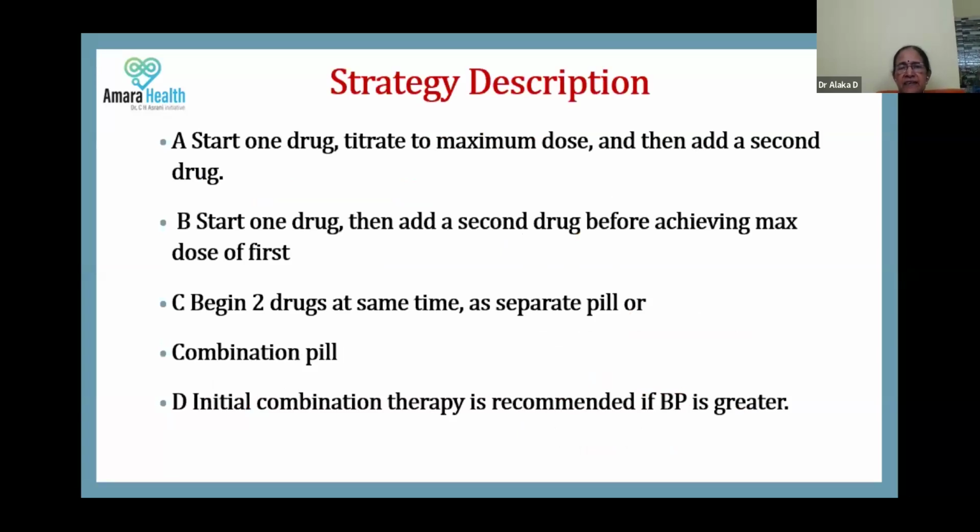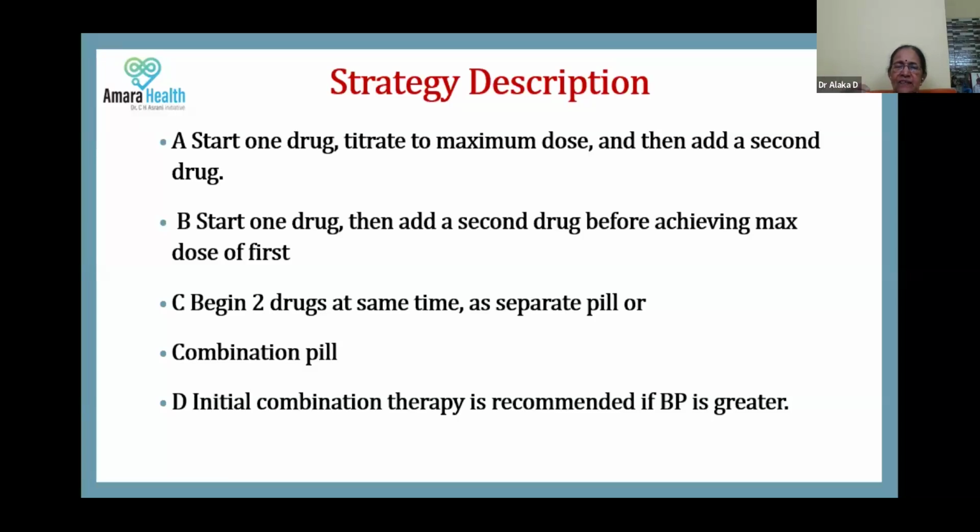Then we have to develop a strategy. What will be the strategy? There are 4 groups of drugs. There is one school which says start with one drug, titrate to the maximum dose, and if it is not controlled with the maximum dose, then only add the second drug. Another strategy says start one drug, then add a second drug before achieving the maximum dose of the first one. The third category says begin 2 drugs at the same time as separate pills or combination pills.